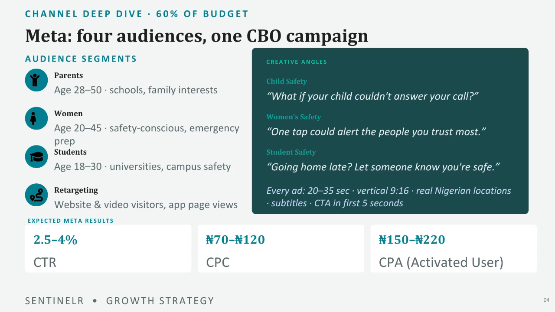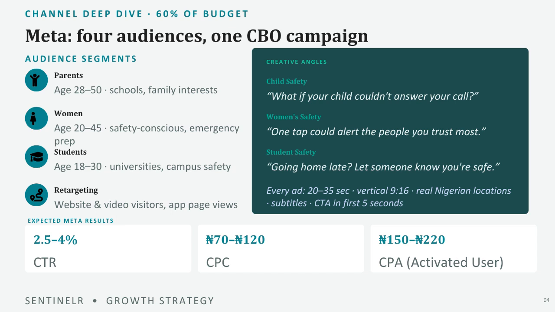Now we'll be taking a channel deep dive into Meta to look at how we'll be spending 60% of the budget: 4 audiences all in one campaign. The audience segments are parents, aged 28 to 50, with schools and family interests. The next audience is women, aged 20 to 45, safety conscious, emergency prep. Then we also have students, aged 18 to 30, universities, campus safety. And we'll have retargeting, those that visit our website, watch the videos, and look at the app.